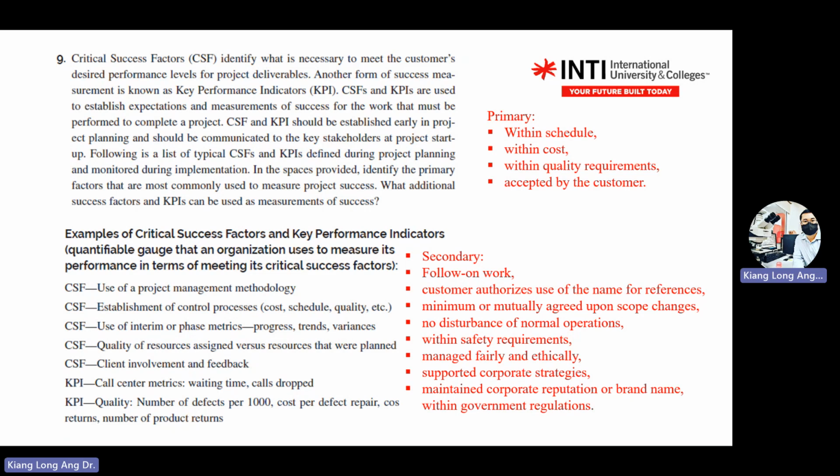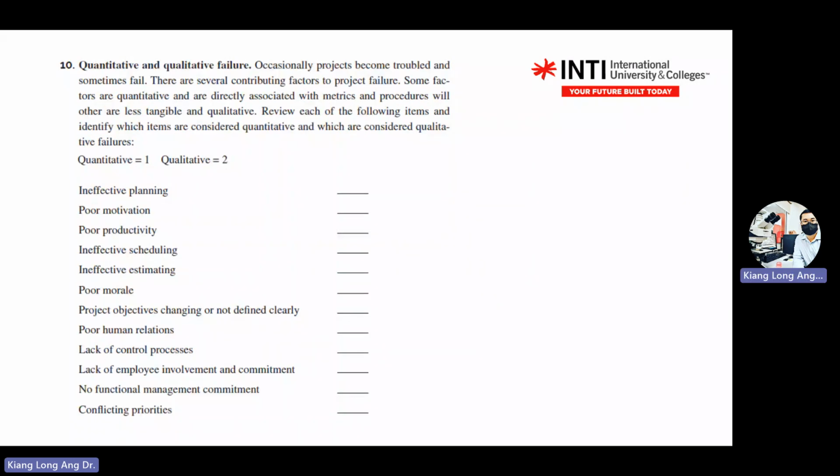Okay, we'll go to question 10. Question 10, and then we have a 10 minutes break. Question 10, quite easy question. He asks you to choose quantitative and qualitative. You do know the difference? Quantitative means you can count quantity. You can count or you can quantify. You can measure. Qualitative is something quite subjective and sometimes an opinion. Review each of the following items. Identify which item is considered as quantitative or qualitative failure. So you need to identify which one is qualitative and which is quantitative failure.